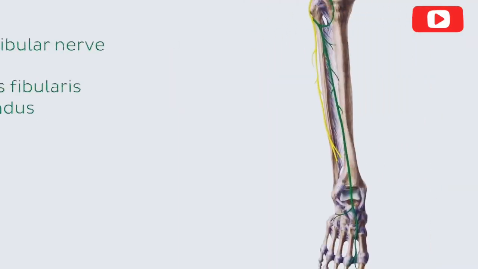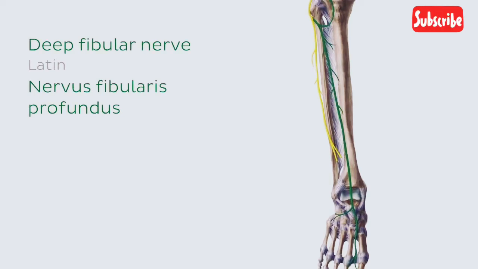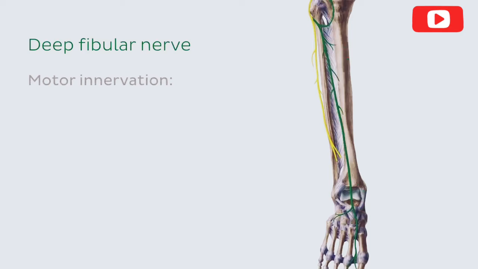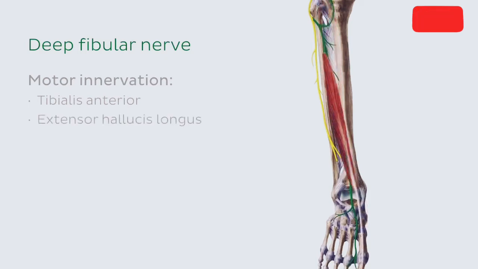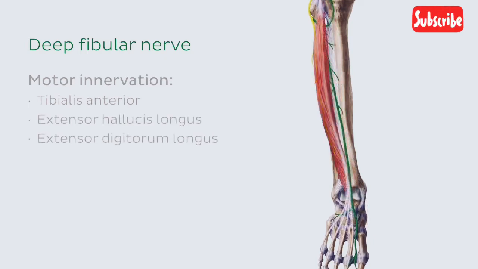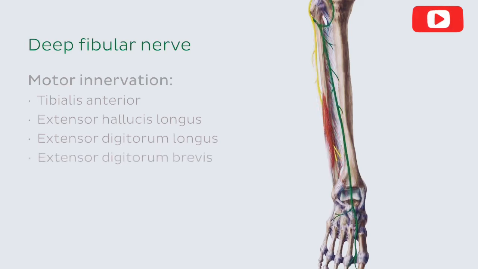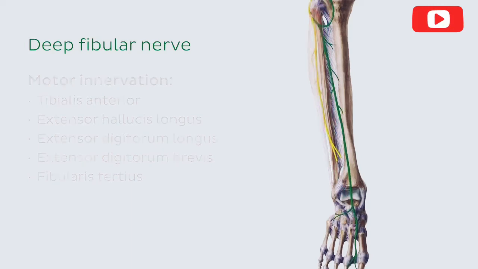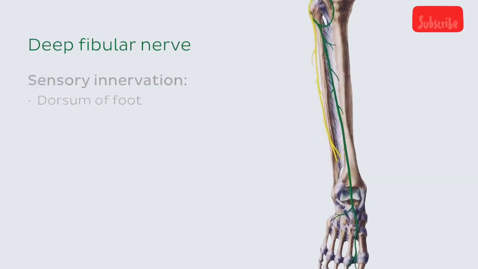So here we have the deep fibular nerve. The deep fibular nerve is a terminal branch of the common fibular nerve, and as we can see, it runs along the anterior aspect of the leg. This nerve provides motor innervation to muscles of the anterior compartment of the leg, including the tibialis anterior muscle, the extensor hallucis longus, the extensor digitorum longus, the extensor digitorum brevis, and fibularis tertius. It also provides a spot of sensory innervation to the dorsum of the foot, between the first and second toes.